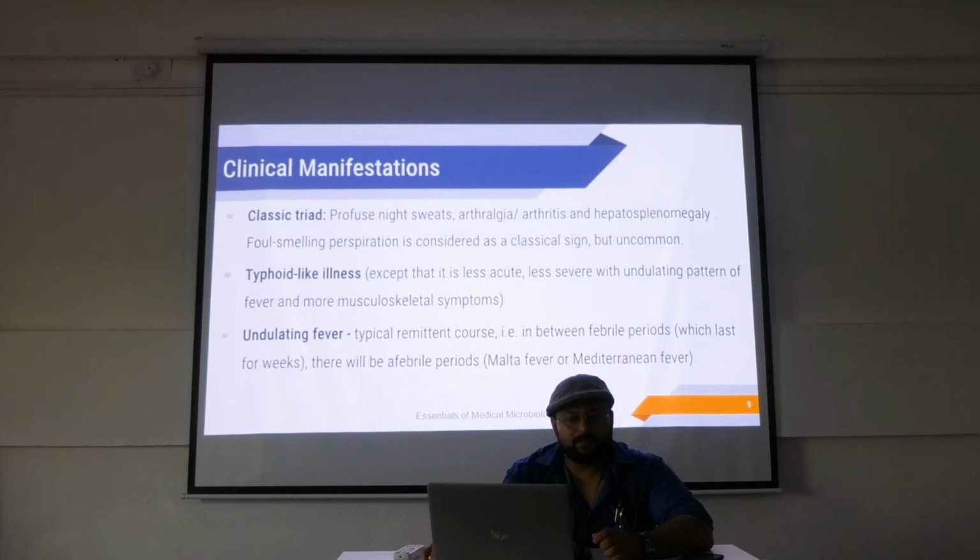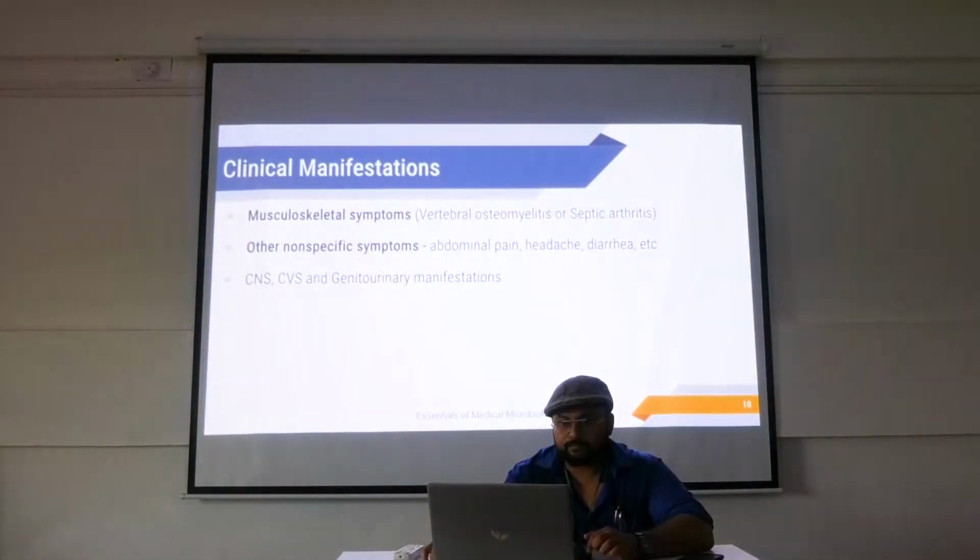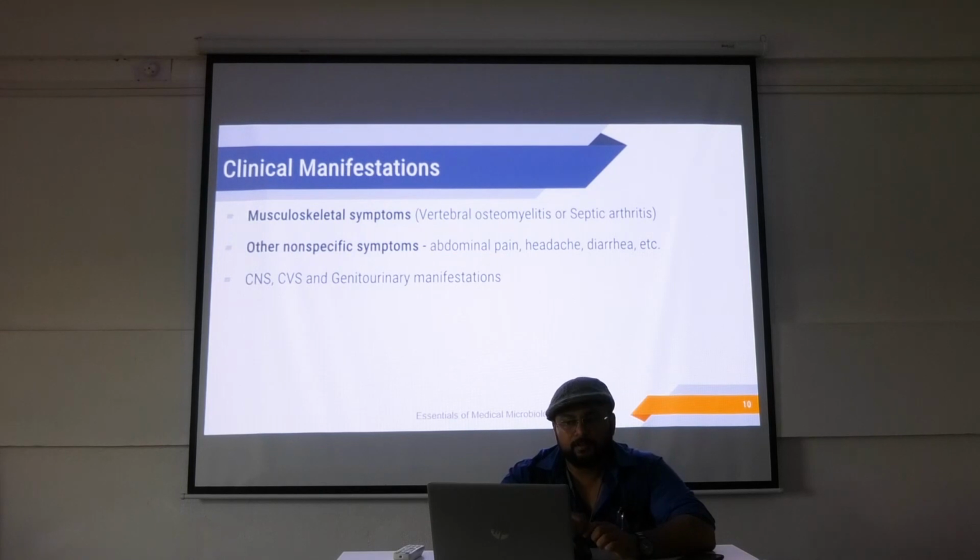And more musculoskeletal symptoms. Undulating fever is a typical ruminant course. It is between febrile periods which last for weeks, and there will be afebrile periods: Malta fever or Mediterranean fever. Musculoskeletal symptoms: vertebral osteomyelitis, septic arthritis. Patients come with severe bone pain, body ache, with a history of fever. If in doubt, we can do various infection markers. Other non-specific symptoms: abdominal pain, headache, diarrhea.